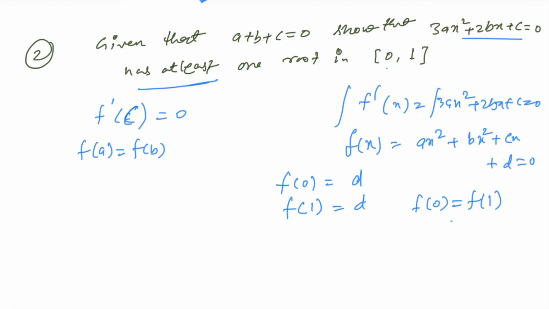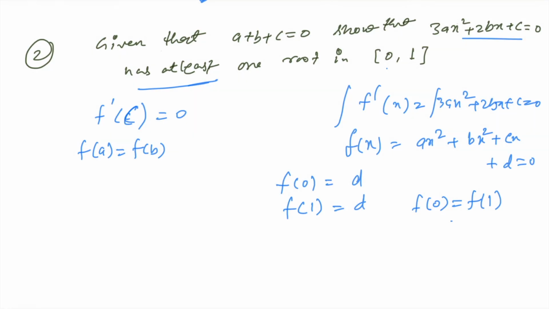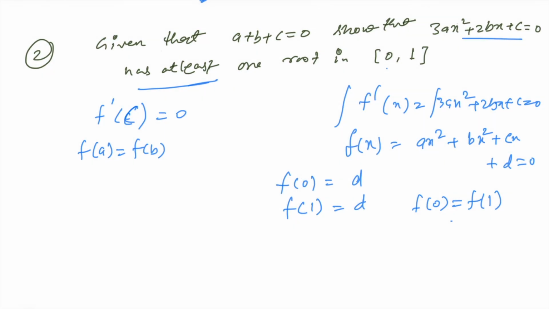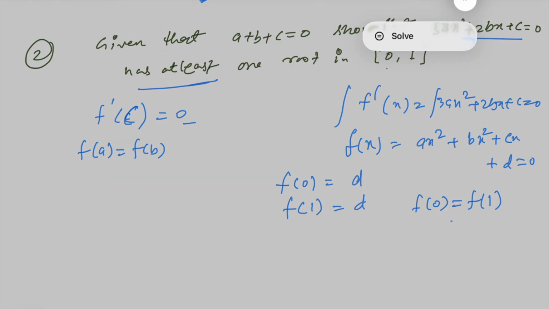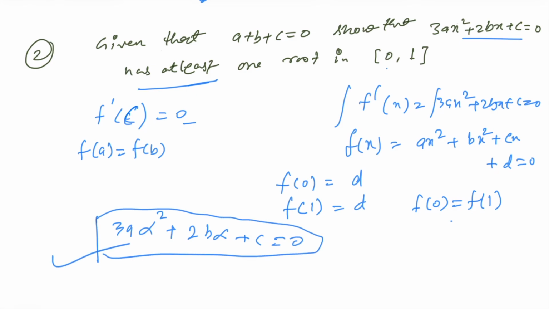Now it's a polynomial, so it must be differentiable and also continuous at 0 and 1. So that means we can apply Rolle's theorem here, that there must be a C point where it will be 0. So for sure there would be at least one root that can satisfy this equation, let's say alpha is that root. Right? So here we can solve this question.